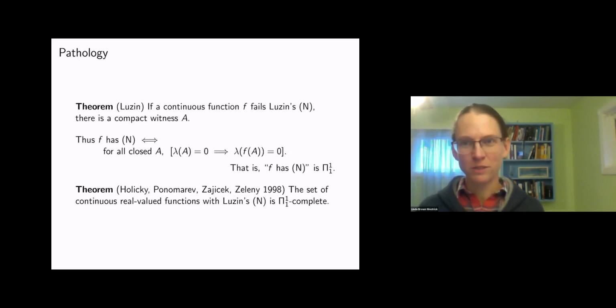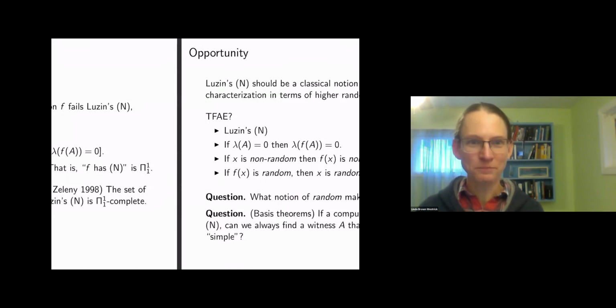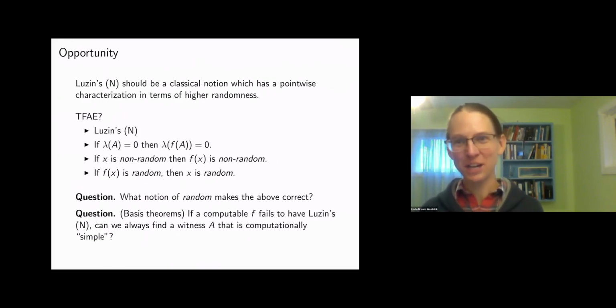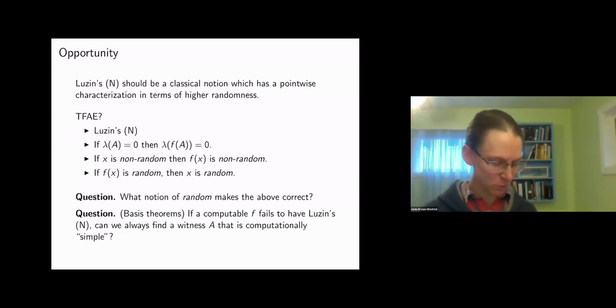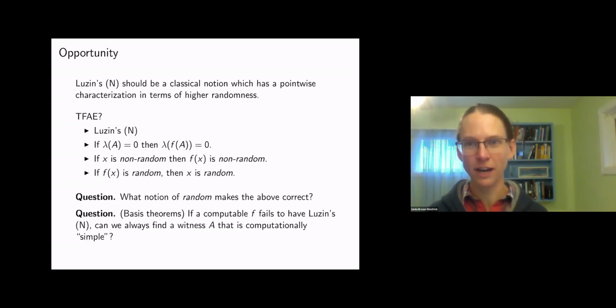However, where an ordinary mathematician sees a pathology, a recursion theorist sees an opportunity. So, hooray, it's a really complicated property. And maybe this property should have some pointwise characterization in terms of higher randomness. So how do we see this? I put this question mark here because what's written here is not really rigorous. It's just a kind of theorem that we might hope should happen.